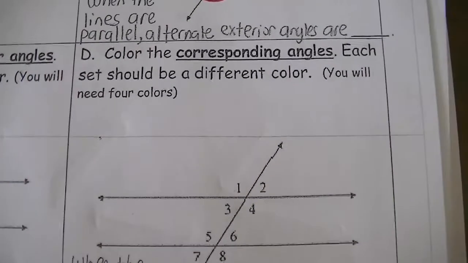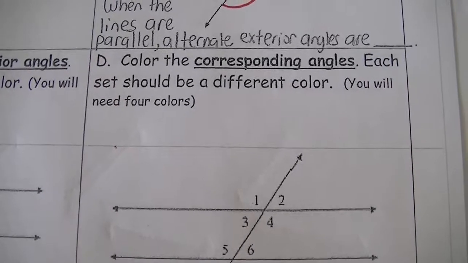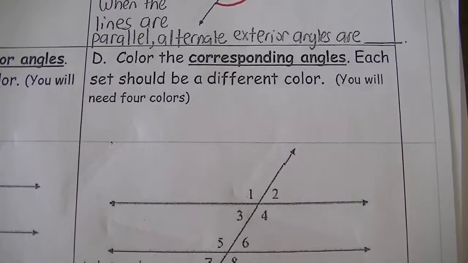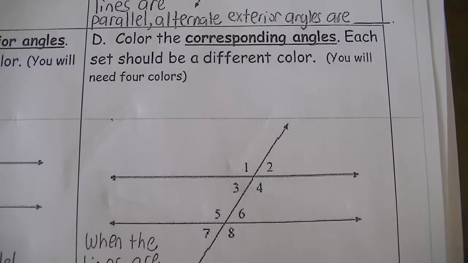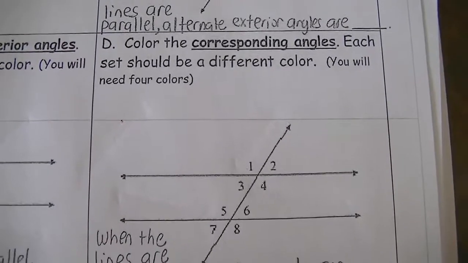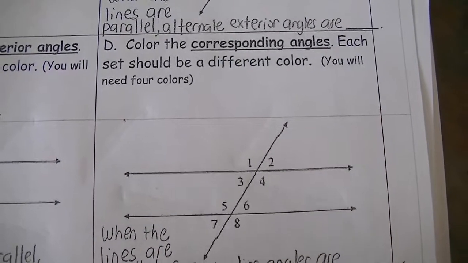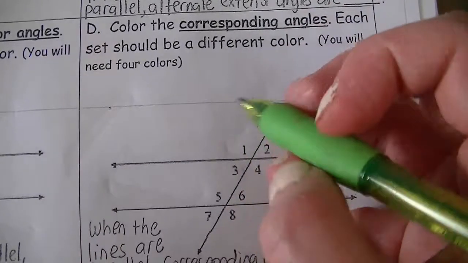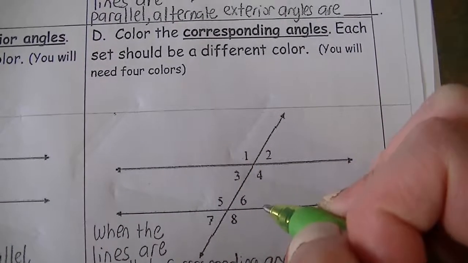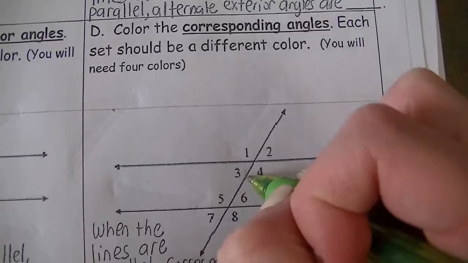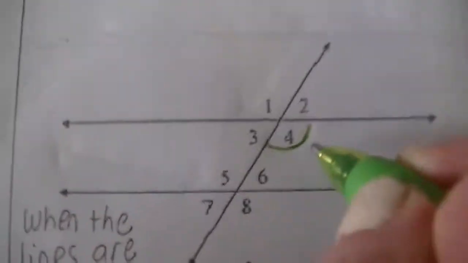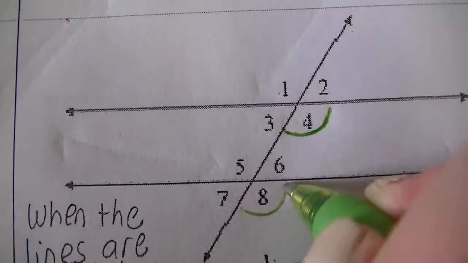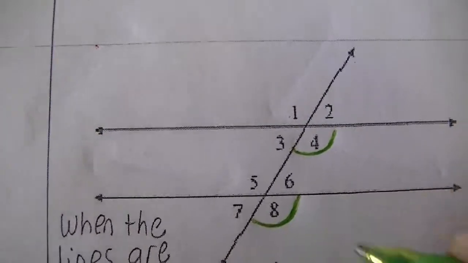Letter D. Color the corresponding angles. Each set should be a different color. You will need 4 colors. So I'm going to show you one of the possibilities for corresponding angles, but then you're going to pick different colors and find the rest of them. Corresponding angles are in the same spot. So like 4 is in the same spot as 8. Those are corresponding angles, okay?